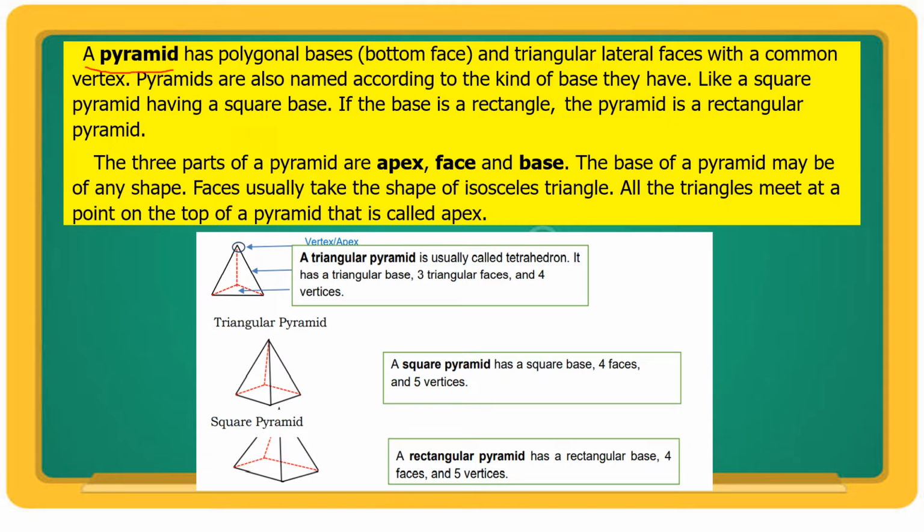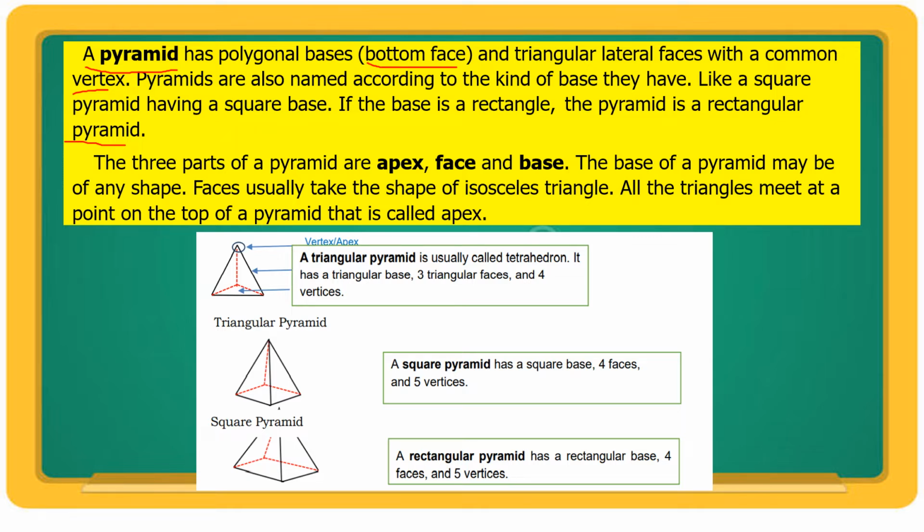A pyramid has a polygonal base, so that is also known as the bottom face, and triangular lateral faces with a common vertex. Pyramids are also named according to the kind of base they have, like a square pyramid having a square base. If the base is a rectangle, the pyramid is called a rectangular pyramid.